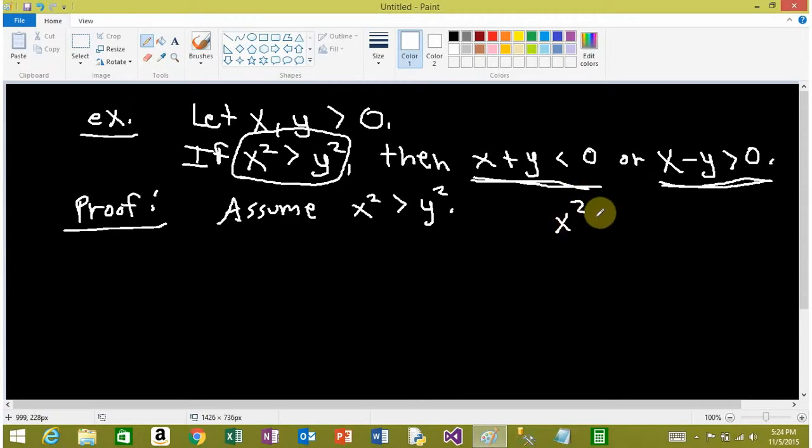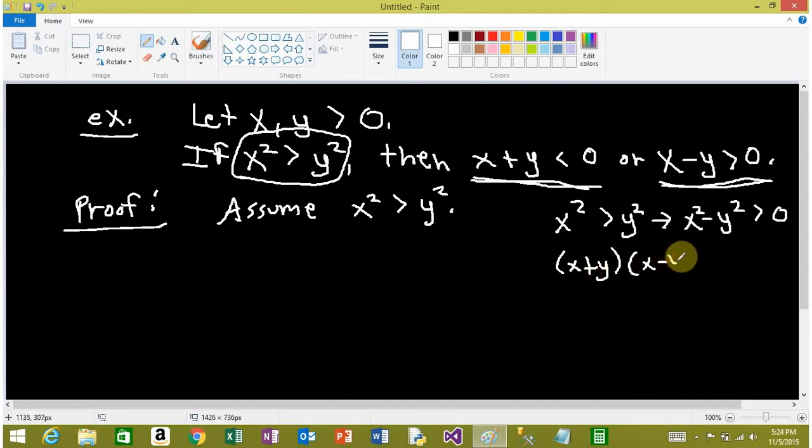So we have x squared is greater than y squared, and if we subtract y squared from both sides, we get x squared minus y squared is greater than 0. Then if we factor x squared minus y squared, we get x plus y times x minus y is greater than 0. And then we can do our little number line here, solving for x, where we have negative y and positive y.